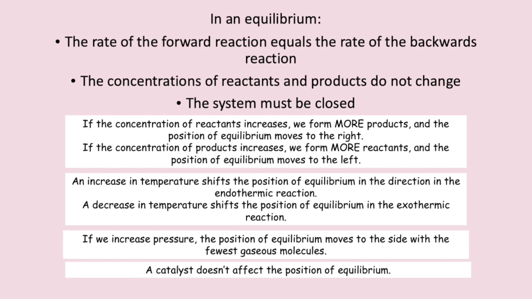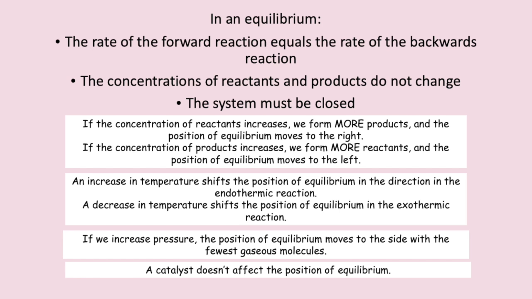In an equilibrium, the rate of the forward reaction equals the rate of the backwards reaction. The concentration of reactants and products does not change. The system must be closed. You may remember from GCSE Le Chatelier's principle. When a system is in equilibrium and is subjected to change, the system reacts to minimize the extent of that change. For example, if the concentration of reactants increases, we form more products and equilibrium moves to the right. If the concentration of products increases, we form more reactants and equilibrium moves to the left.